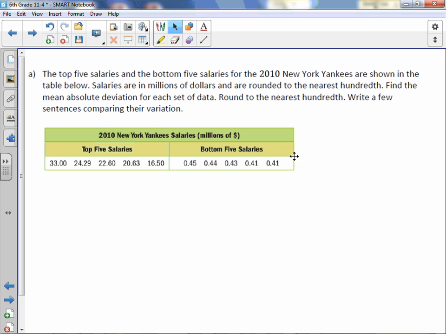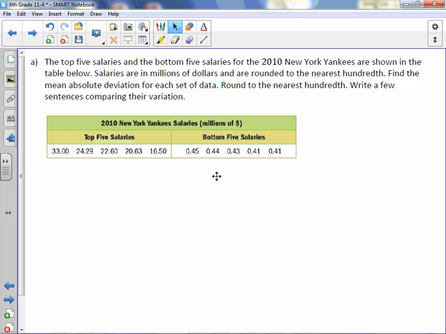The top 5 salaries and the bottom 5 salaries for the 2010 New York Yankees are shown in the table below. Salaries are in millions of dollars and are rounded to the nearest hundredth. Find the mean absolute deviation for each set of data. Round to the nearest hundredth, and write a few sentences comparing their variation. So we are going to do two sets of mean absolute deviations and compare them.